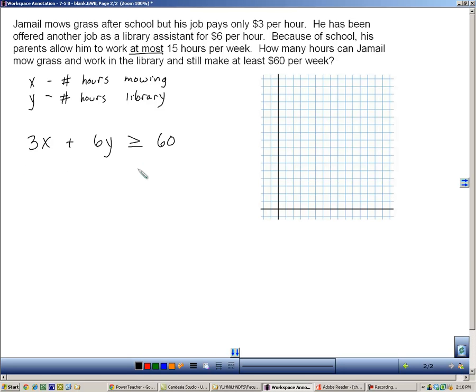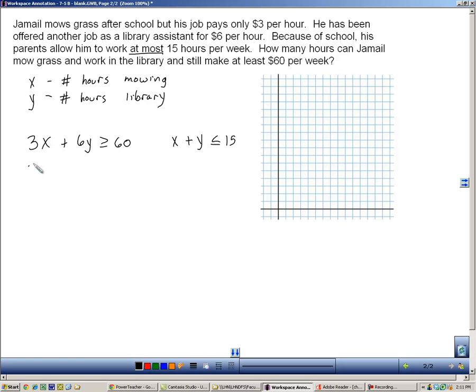The other one, and I'm going to make this a little bit smaller so I can fit it in there, is simply this: 15 hours per week total. If I add my two hours, I have to do at most 15 hours, which means his parents want him to stay under 15 hours, and it can equal that, so that would be my second inequality. So we're going to graph these two inequalities and see if they overlap.